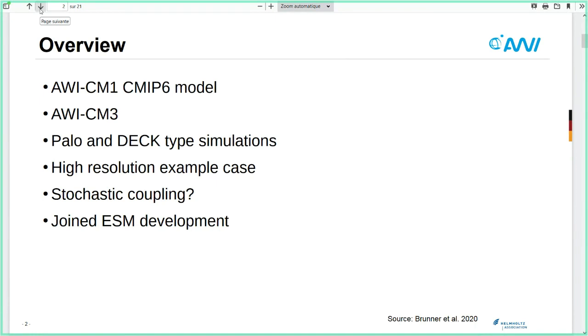Yeah, I think I will not use the pointer because then online people can't see the pointer, right? I will use the mouse.